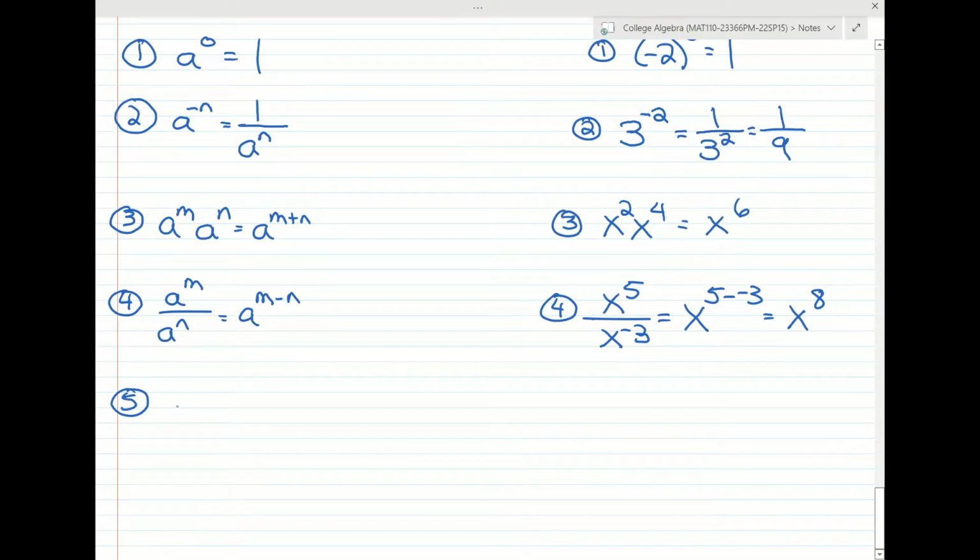The property says a power to a power. If we have a power to a power, what we do here is we multiply. So, for example, x to the 2nd to the 3rd would be x to the 6th. You just multiply those powers.